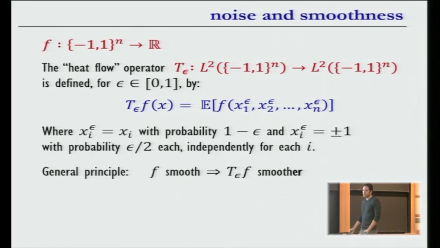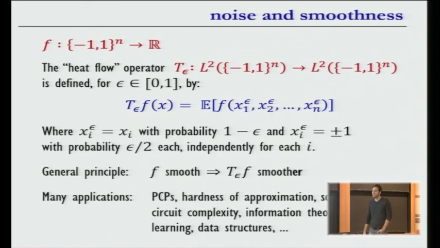A general principle that goes back a very long time, at least 50 years, is that if f was smooth, then T epsilon f is even smoother. So if you have some function which is not too crazy, and you apply a little bit of this heat flow to it, then it regularizes the function. The function gets even nicer. And this has lots of applications, in particular in discrete math and in theoretical computer science. There's a list, and probably most of you here know this.